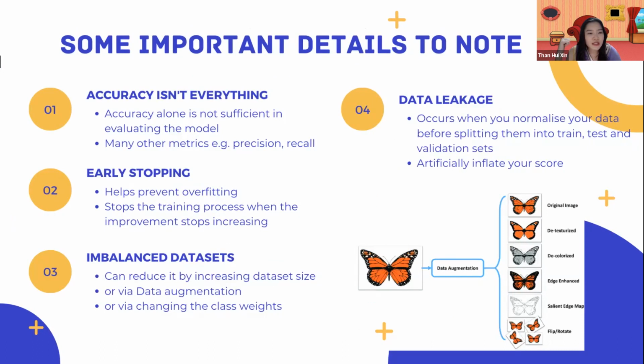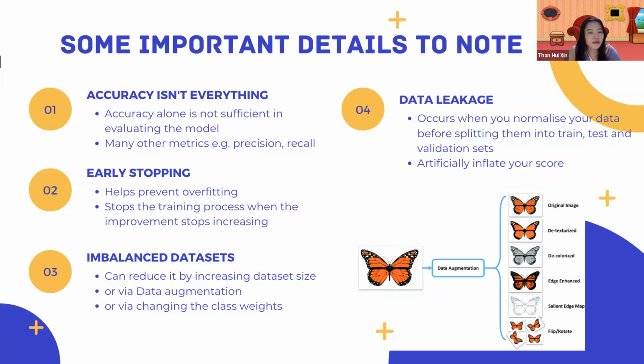So one thing that we often use is early stopping. You can find this very easily in Keras and other libraries. It's very easy to use. Basically, it will stop your training process when your improvement stops increasing. So this helps to ensure that you don't overfit and you can have a nicely optimized model.